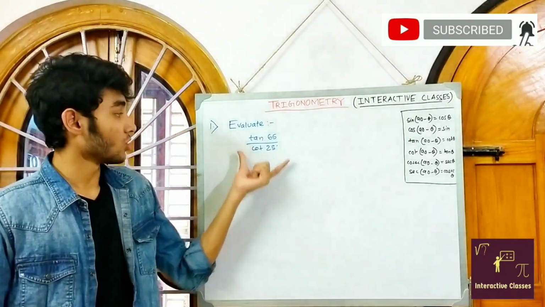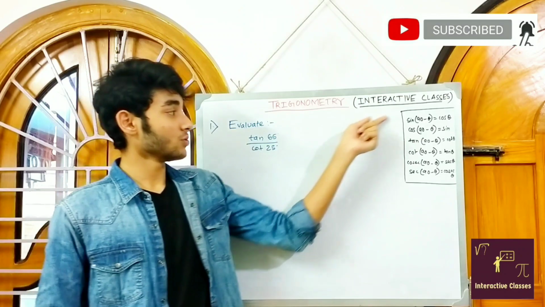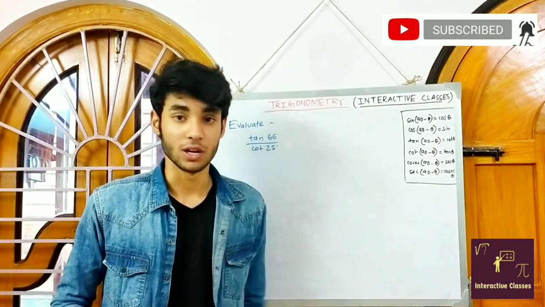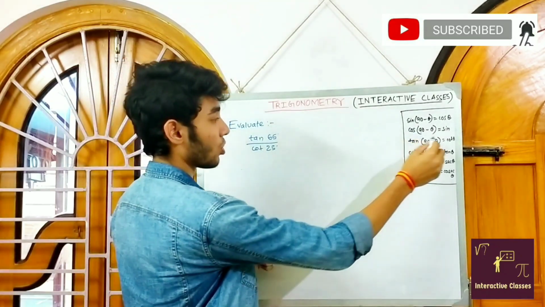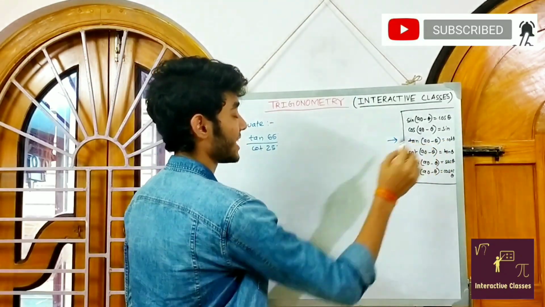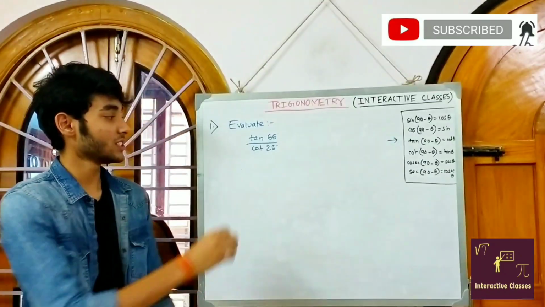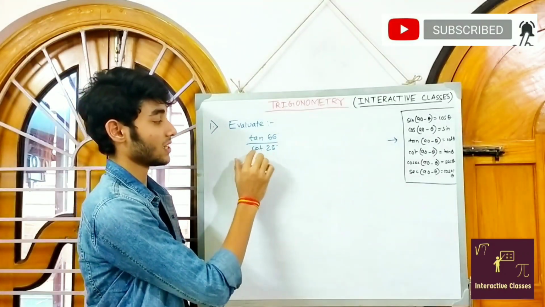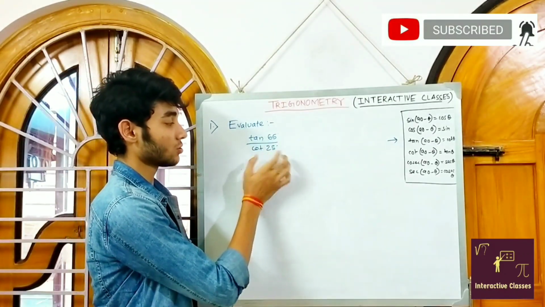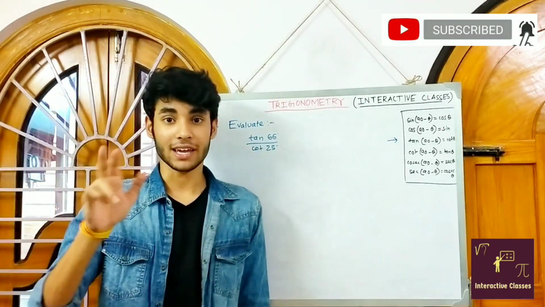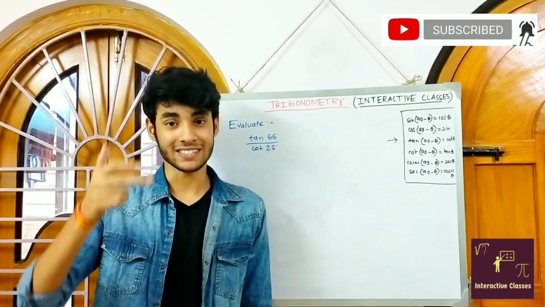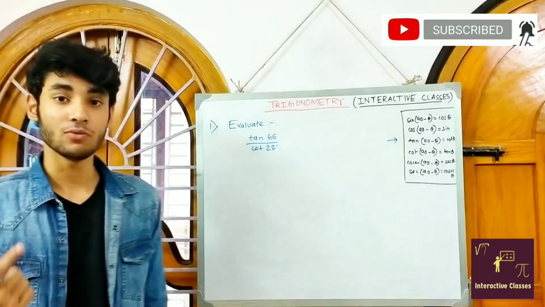Now we will be solving this sum by using the complementary angles formula. You can see that cot theta is tan 90 minus theta. If we change this cot to tan 90 minus theta, it will become 65. So we can cancel tan 65 by tan 65 and it will become 1.